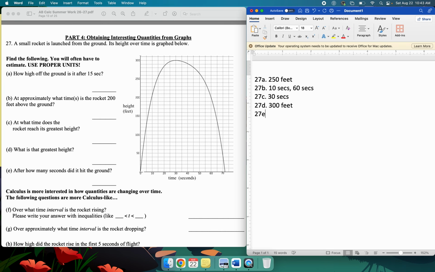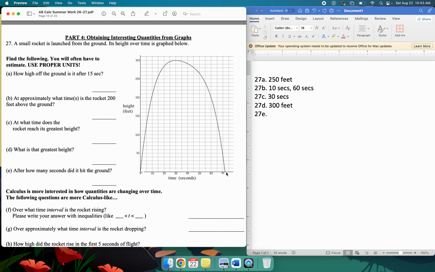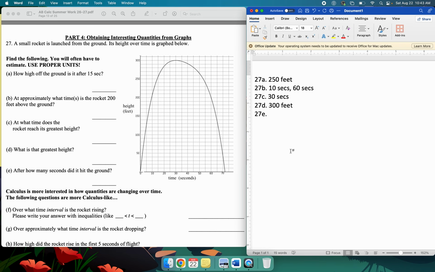27E, after how many seconds did it hit the ground? Well, hitting the ground means that you are 0 feet above the ground. So that would be here. So it looks like 72 seconds or something like that. You sort of have to approximate.